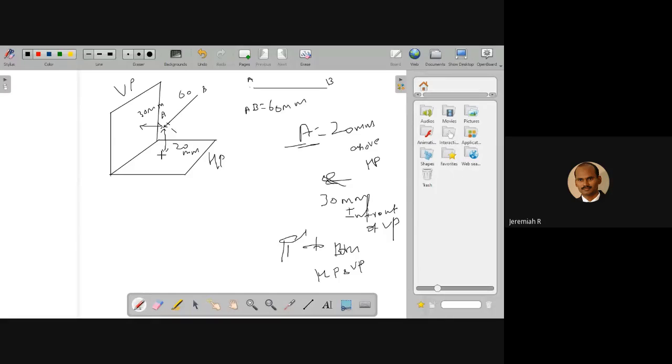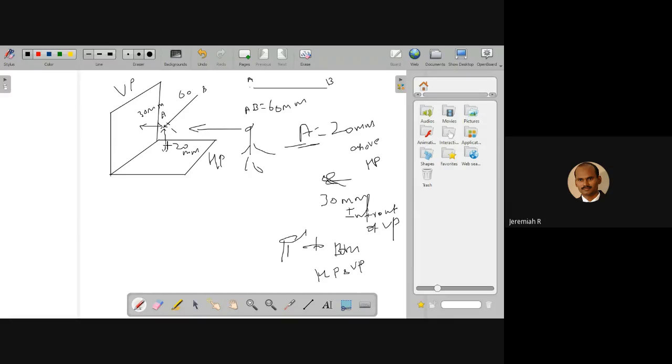The front view is always above HP, and the top view is always in front of VP. So the front view also will get a straight line, A dash B dash. The top view also will get a straight line. For the front view you have to see from here, and you'll get a straight line of 60 mm. That is the front view, so you have to mention A dash B dash.